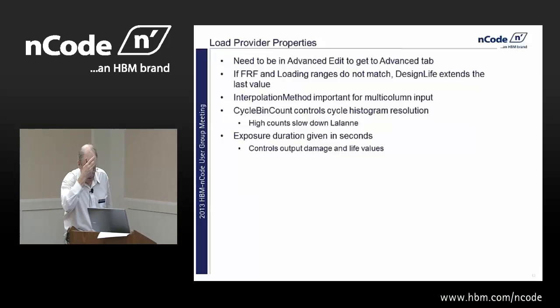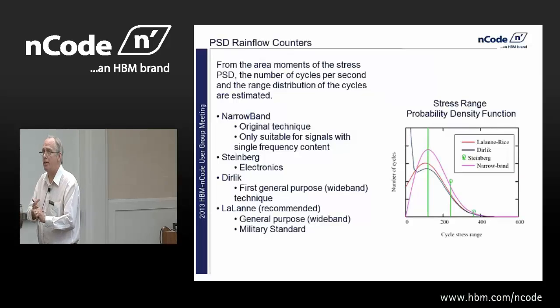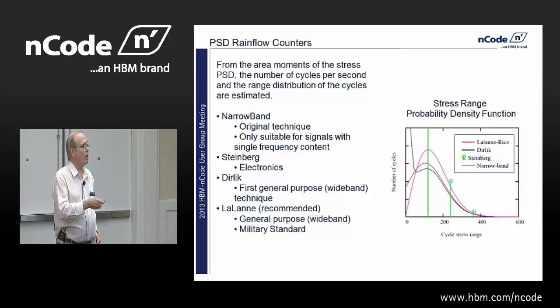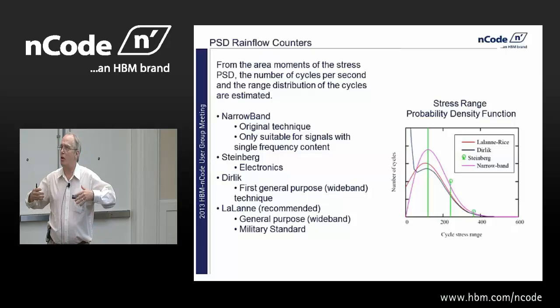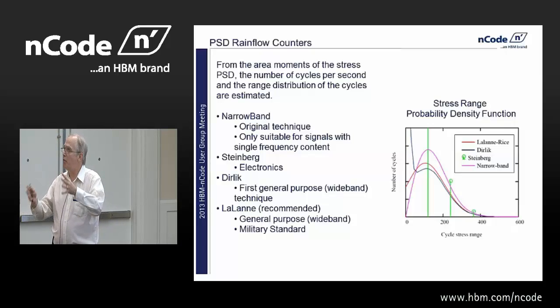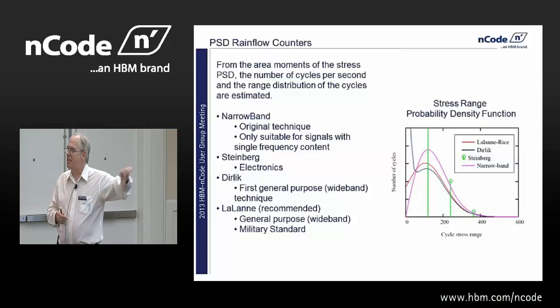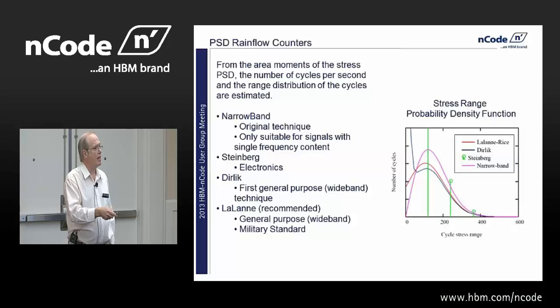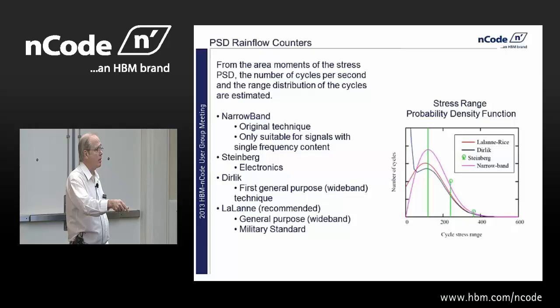And then the counting method that's there, you've got 4 options. It's narrowband, Steinberg, Dirlik, and Lalanne. Basically, narrowband was the original technique. However, it only expects to see 1 frequency content, and with multiple frequency contents within the signal, this becomes very, very conservative. Not unconservative. Steinberg is an empirical technique really geared towards electronics. We've included it because there's still electronics qualified that way. The 2 general purpose techniques are Dirlik and Lalanne.